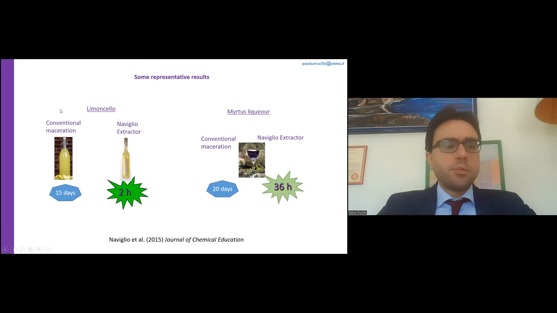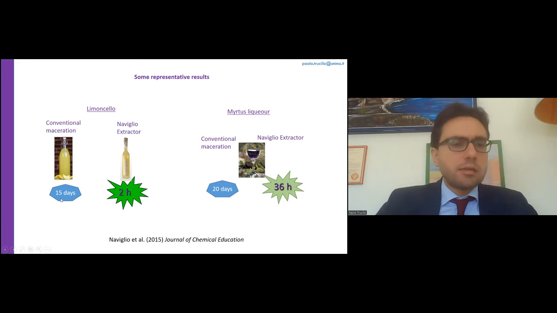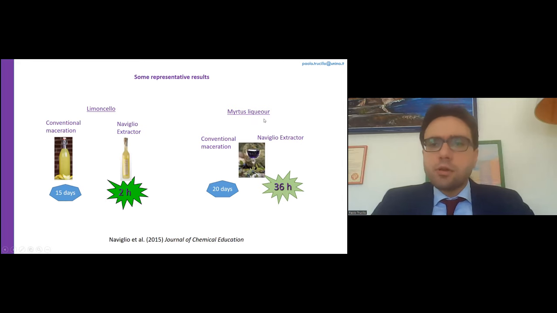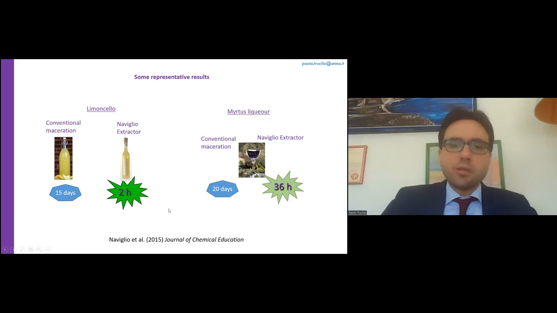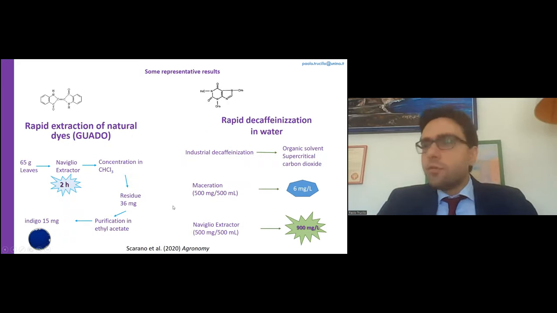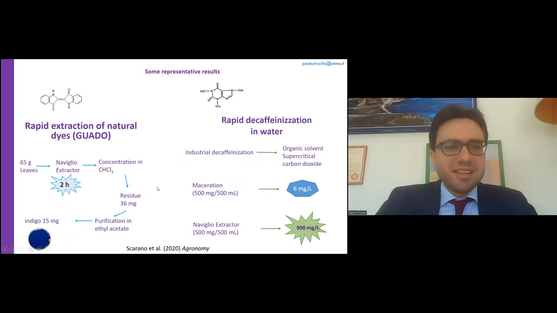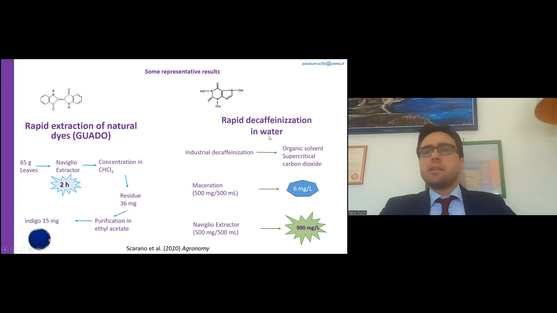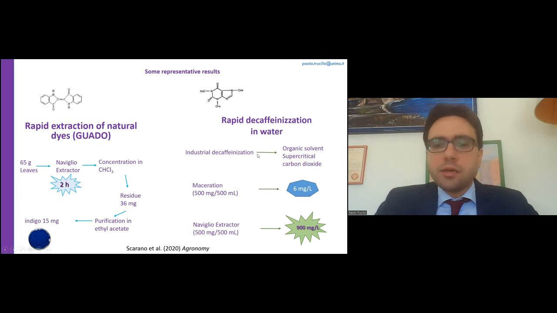Some results before ending my presentation. Limoncello was produced in 2 hours, and with conventional methods, it takes 15 days. Myrtus liqueur is made in 36 hours instead of 20 days. And of course, the taste is the same. And we also extracted the natural dyes from leaves, but also decaffeinization in water with a great successful extraction efficiency.